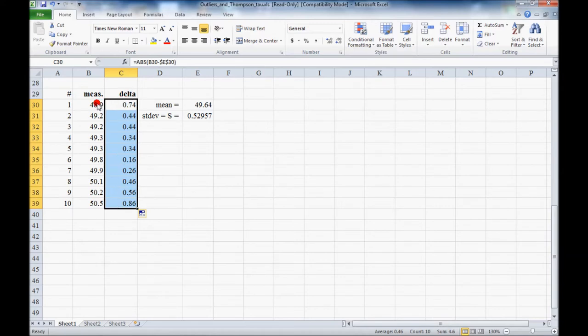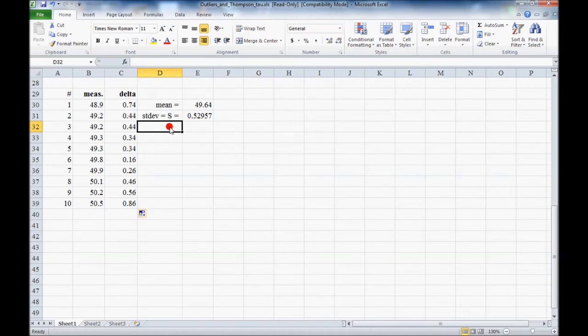Now, because these are arranged in increasing order, we would expect either the lowest one or the highest one to have the most likelihood of being an outlier. So we compare these. The delta obviously is greatest for point number 10. So that's the one we suspect as a possible outlier.